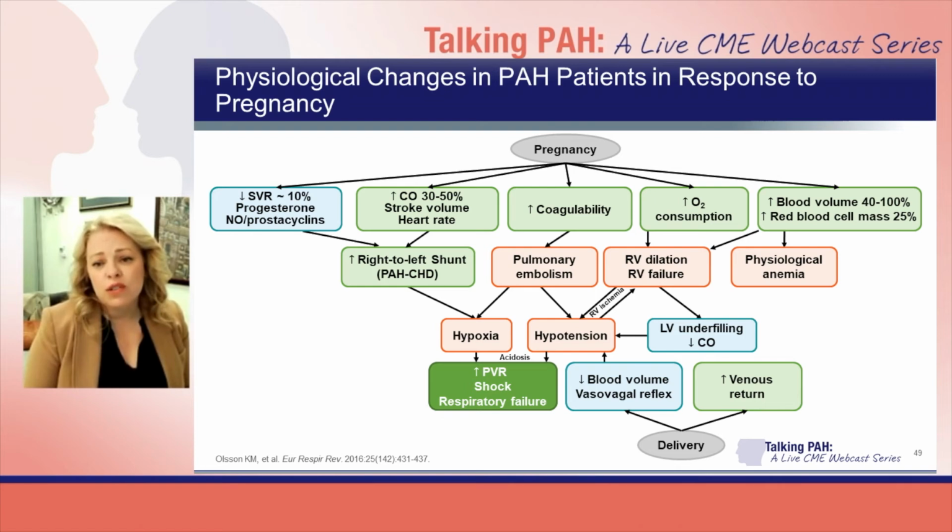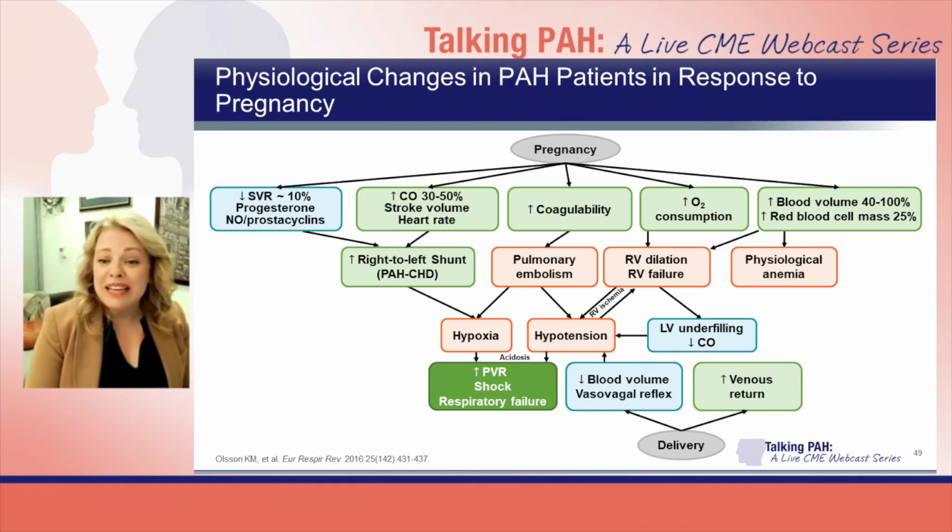Just with the increased O2 consumption, we're asking a heart that was already struggling to do more work. And so you're going to see more RV failure and dilatation. Patients can have a physiologic anemia if they're unable to increase that red blood cell mass. All in all, causing increased cardiac stress with a decrease in the ability to compensate for it.